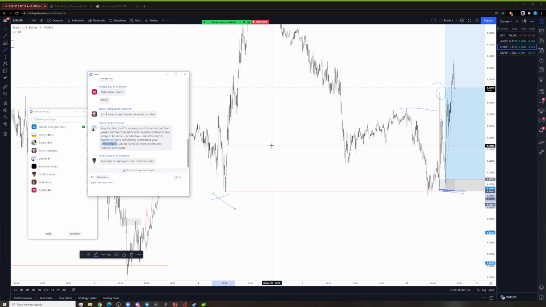Why do I just give you the most security? I wouldn't say that's a factual thing. I'm just going off of personal experience. If you guys have noticed, the majority of the trades that I've taken, and a lot of the trades that I've shown you, have been liquidity grabs. Remember what I said: trade what you see, not what you think you see. What I see is liquidity being taken and a continuation BOS. That, by definition, is a liquidity grab.